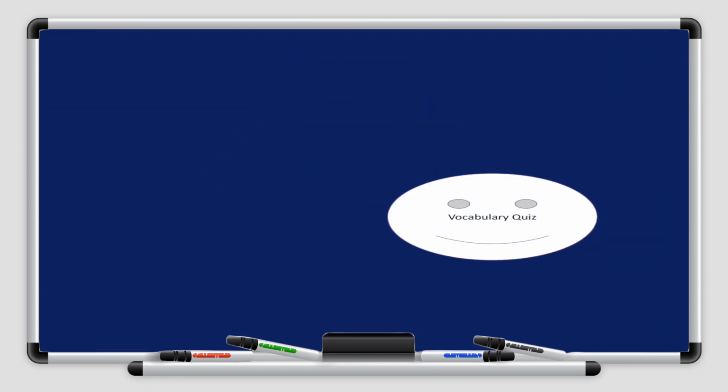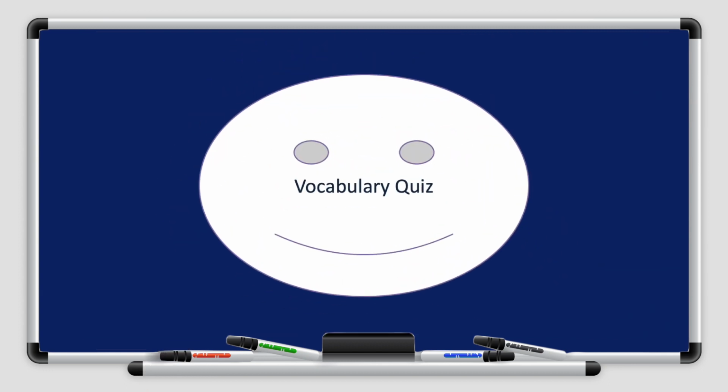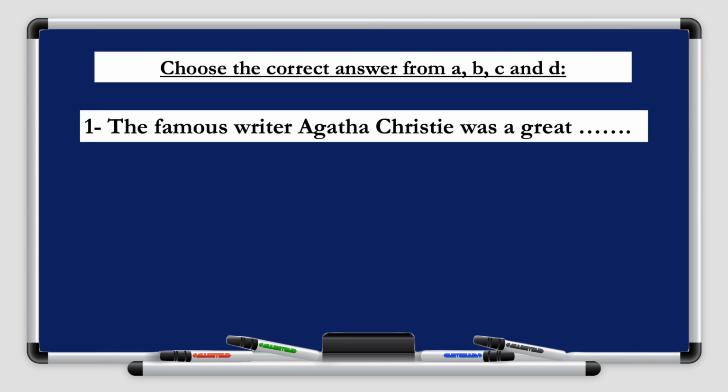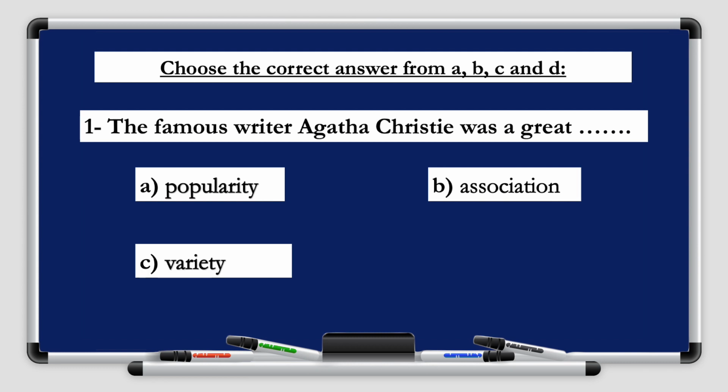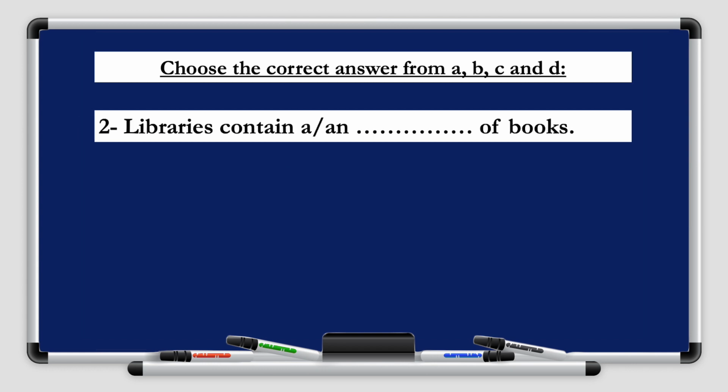You know what time it is? Now we are going to answer the questions related to the given vocabulary. First question for today. The famous writer Agatha Christie was a great popularity, association, variety novelist. Agatha Christie, she is well known to write stories. So she is an excellent, dear viewers. The answer is novelist. Number two, libraries contain an of books.